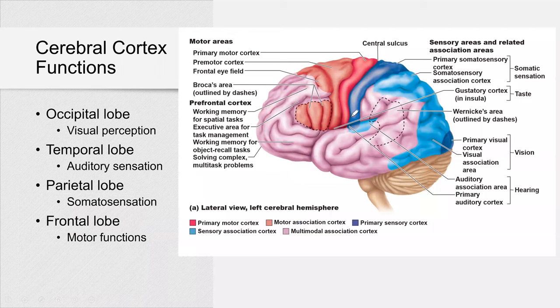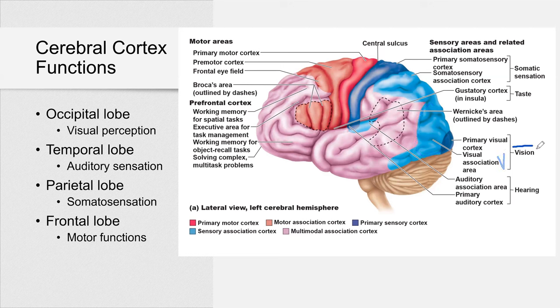Okay, so if you look at lobes and you think about their functions, the functions are interconnected. However, we do have a special part of cerebral cortex that is responsible for specific perception or motor function, right? So if you look over here, occipital lobe, the major function is visual perception. So here you see your occipital lobe, right there. And the dark blue part over here shows you primary visual cortex. This is where information from retina, and retina is found in your eyes, is received by this primary visual cortex. And then adjacent to primary visual cortex, you have visual association area.